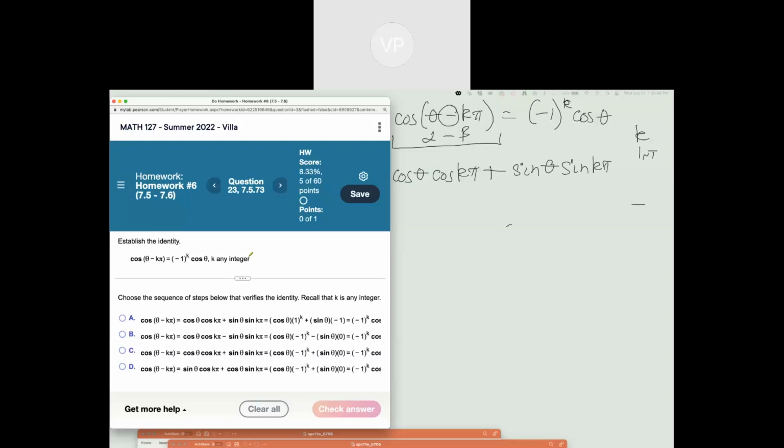Now I'm going to look at the one part we know. K is an integer: 0, 1, 2, 3, 4, 5, even negatives. If I start multiplying different k's, 0 pi, 1 pi, 2 pi, 3 pi, it doesn't matter what I have, because sine of every one of them is 0. They're all going to be 0. So that means this whole thing is gone. I'm just left with cosine theta times cosine of k pi.